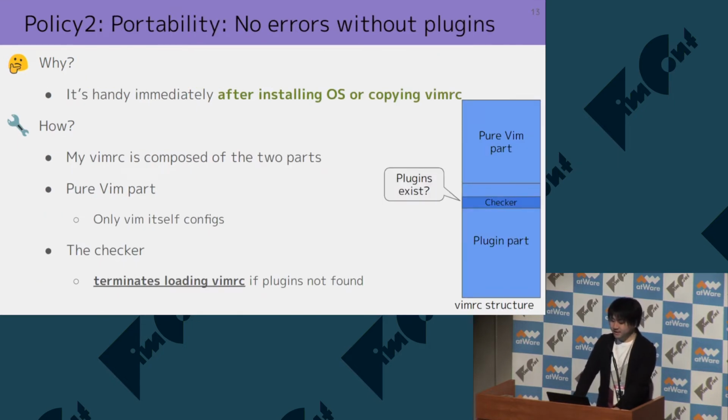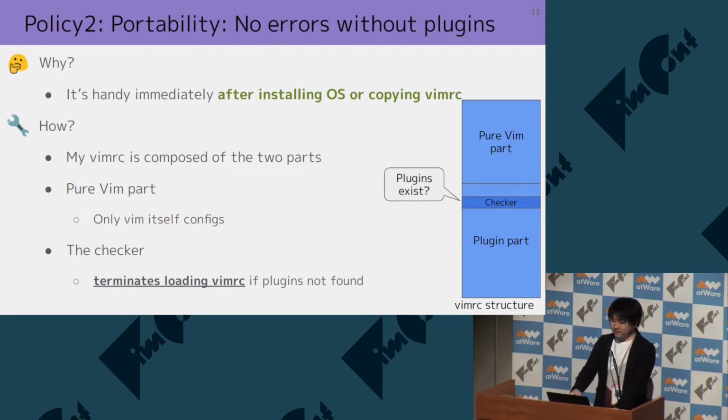And the second policy is portability. Portability here means that Vim does not cause any error without plugin installation. So please assume you have just finished installing an operating system such as Arch Linux, or you log in to your server and would like to work for a while in that environment. In those cases, I don't want Vim to cause errors, and I want Vim to work just by copying vimrc into the environment. To do that, my vimrc is composed of two parts like this figure.